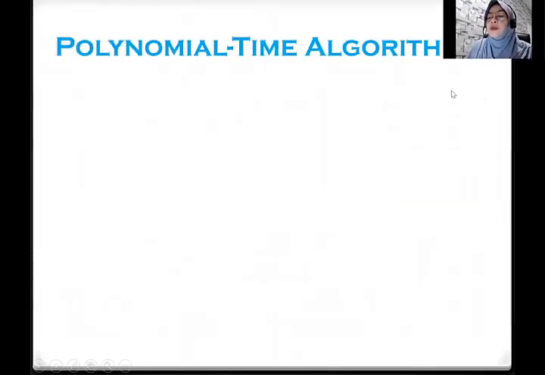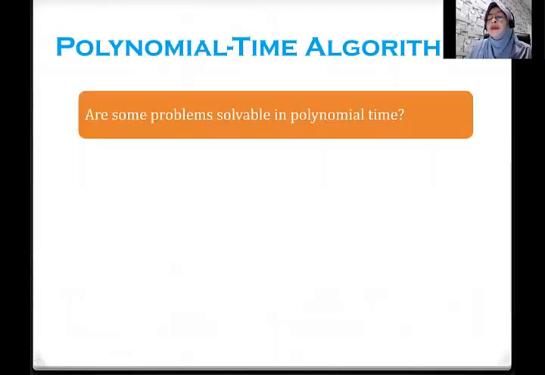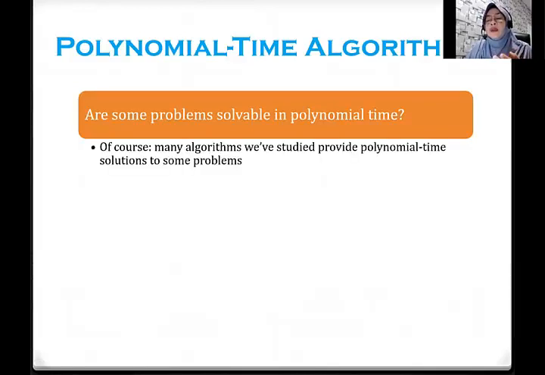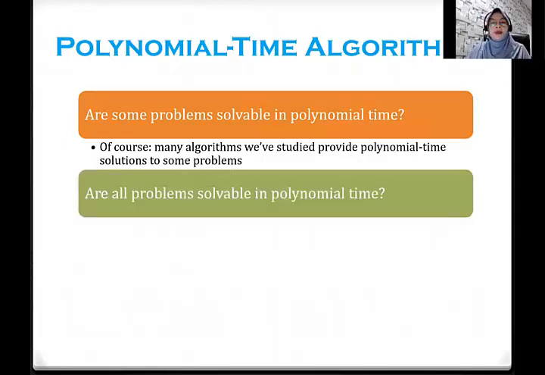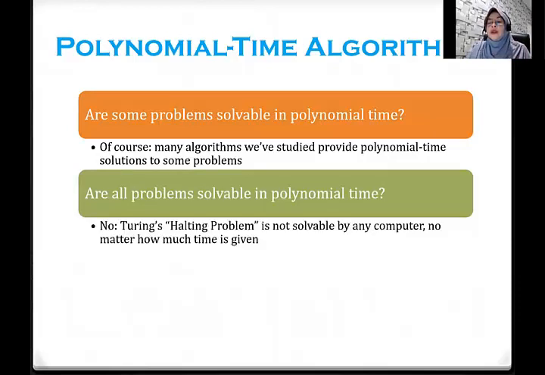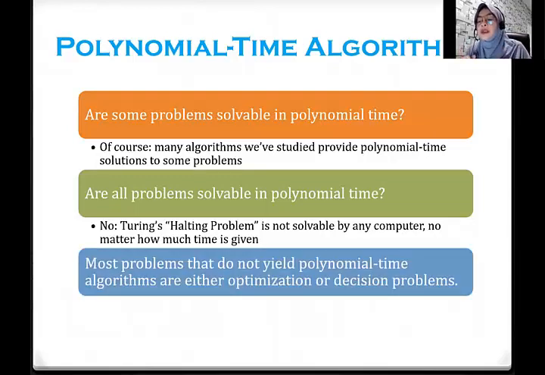So what are polynomial time algorithms? Are some problems solvable in polynomial time? Of course, many algorithms we have studied provide polynomial time solutions. Are all problems solvable in polynomial time? The answer is no. The Turing halting problem is not solvable by any computer no matter how much time is given. Most problems that do not yield a polynomial time algorithm are either optimization or decision problems.